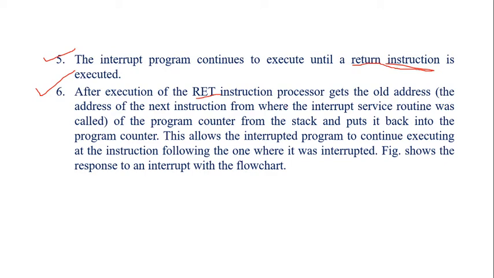older address, that is the address of the next instruction from where the interrupt service routine was called. So where it was stopped, after that stop point it is going to start from the same point, popping the program counter from the stack back into the program counter. This allows the interrupted program to continue execution at the instruction following the one where it was interrupted. So the figure shows the response of the interrupt with the flow chart.